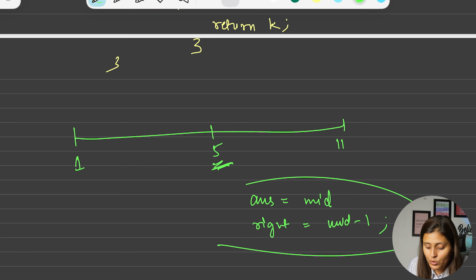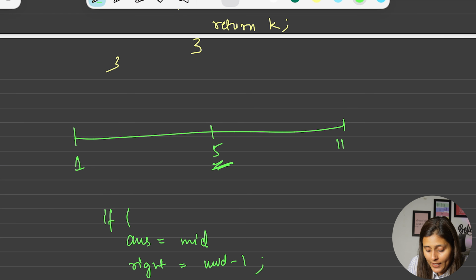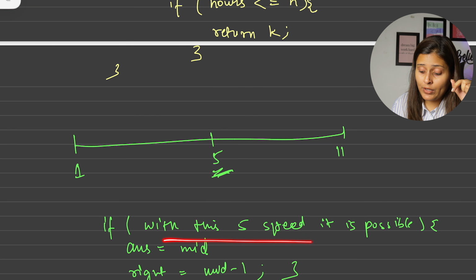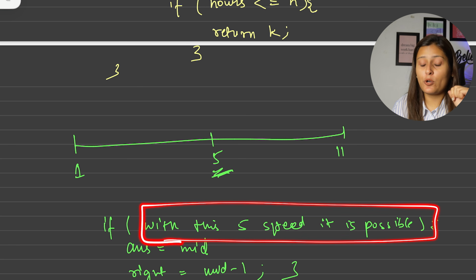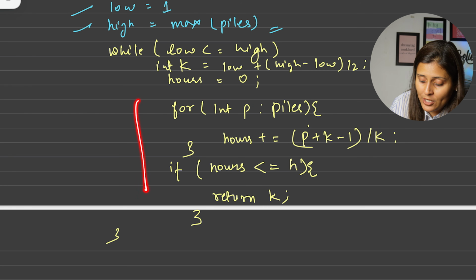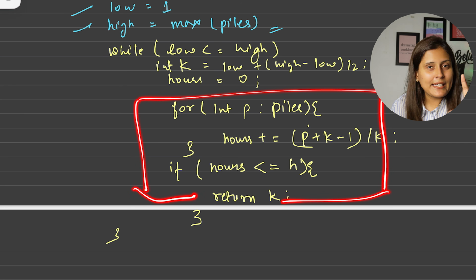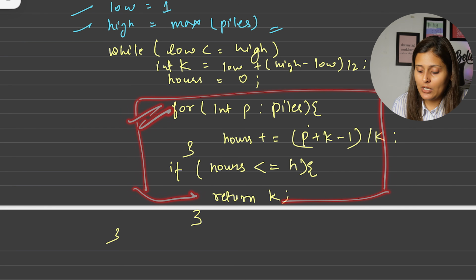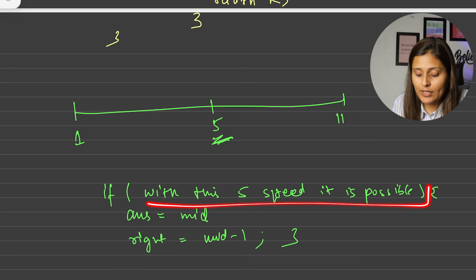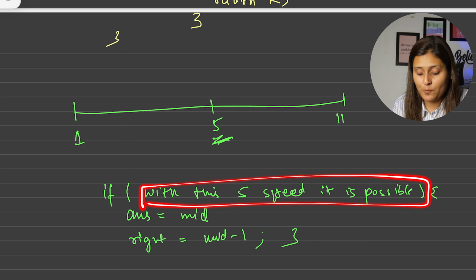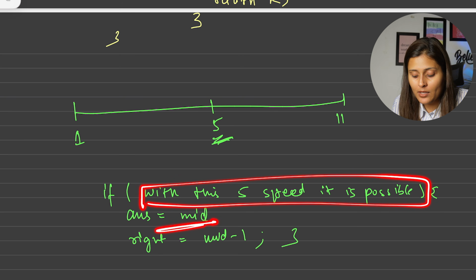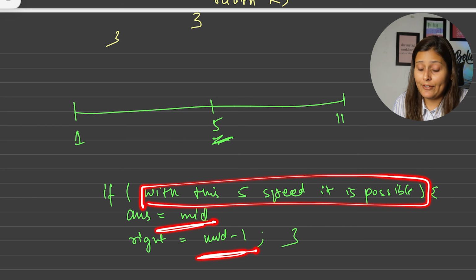But when to do this? When with this 5 speed, it is possible. Now the question is, how with the 5 speed can you check the possibility? Definitely this much line of code helps us to find whether with the k speed it is possible to eat or not. So we can put this in a function. We can call the function here. If the function returns true, yes it is possible, we can save the answer in mid and move towards the left side.